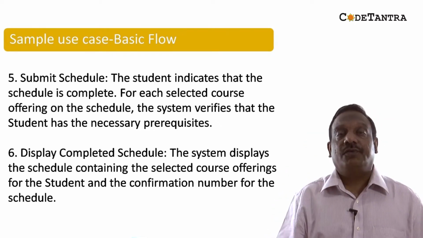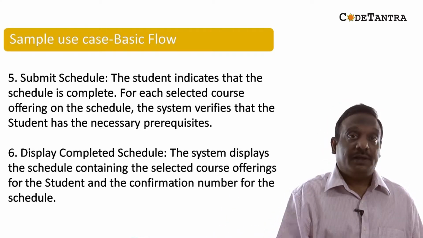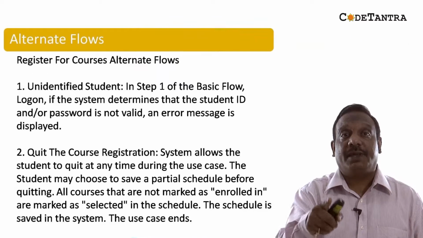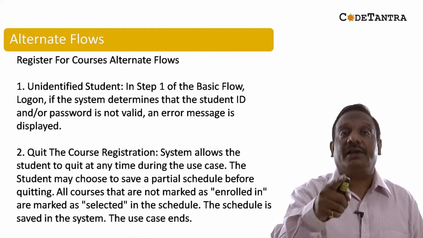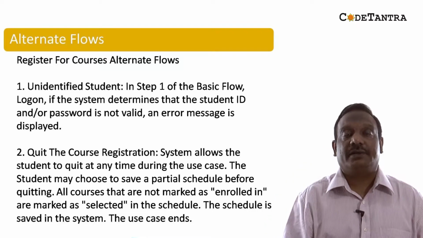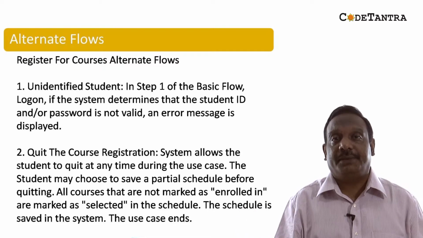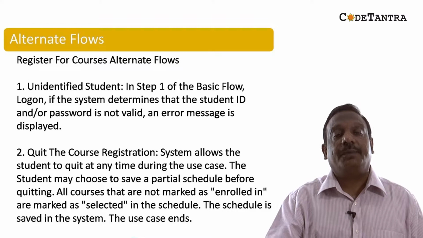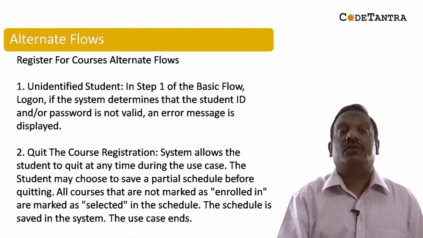All is well flow. But as I told you, every flow is not all is well. Any deviations can take place. Let us identify those flows and we call them alternative or alternate flows. So the first alternate flow is unidentified student. In step 1 of the basic flow, Logon, if the system determines that the student ID and or password is not valid, an error message is displayed. That is the first alternate flow. The second alternate flow is quit the course registration.